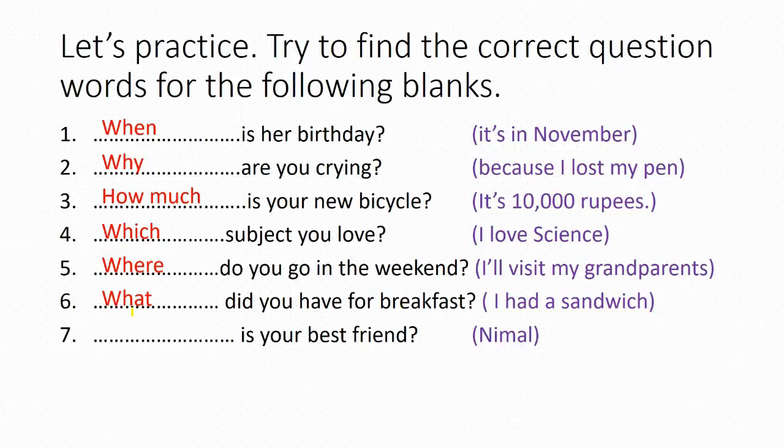Okay, last question, blank is your best friend? Yes, Nimal is a person. If it is about a person, the question word is who. Hope you all get all the answers correct.